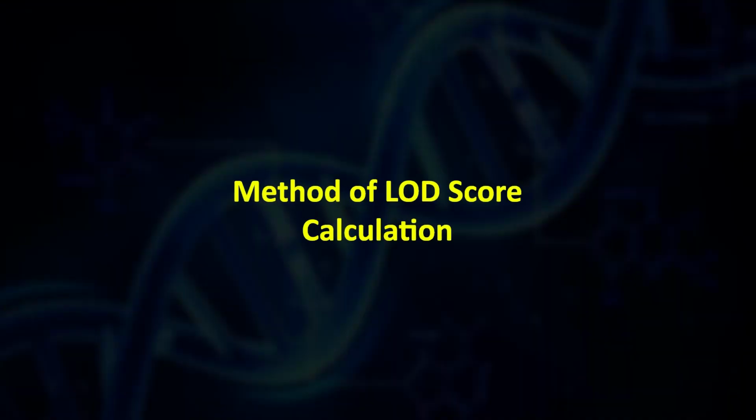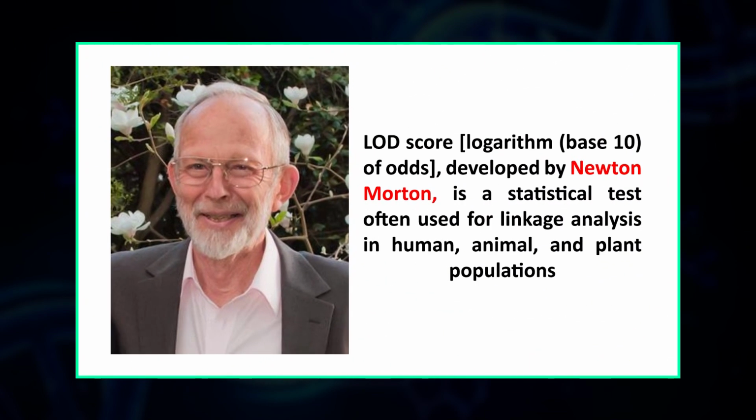Dear students, let's now understand the method of Lod score calculation. Lod score, that is logarithm base 10 of odds, developed by Newton Morton, is a statistical test often used for linkage analysis in human, animal, and plant populations. The Lod score compares the likelihood of obtaining the test data if the two loci are indeed linked to the likelihood of observing the same data purely by chance.